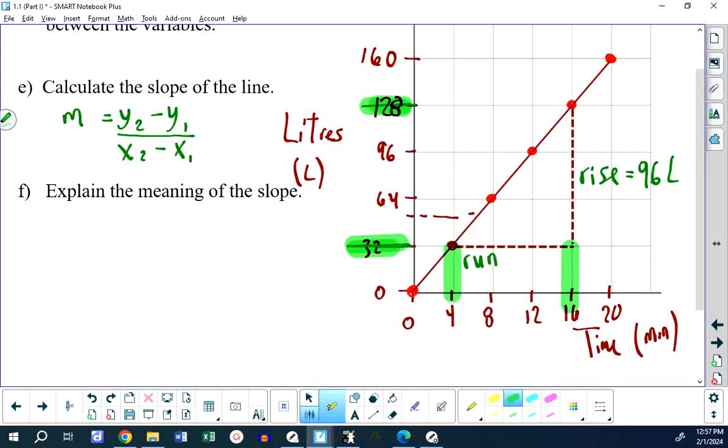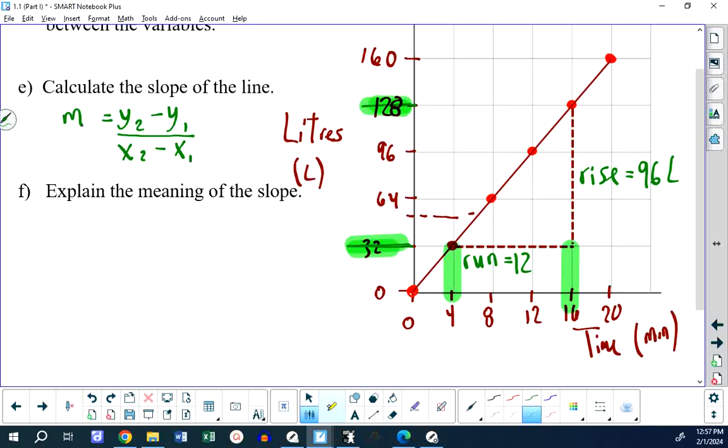I tell you, I'm with you 3. I like the formula. I like the formula. I think it's quicker. And I'm not trying to persuade anybody else to not use the triangle. You use what works. So 16 minus 4, I believe, is 12.